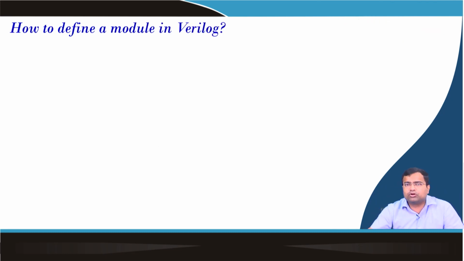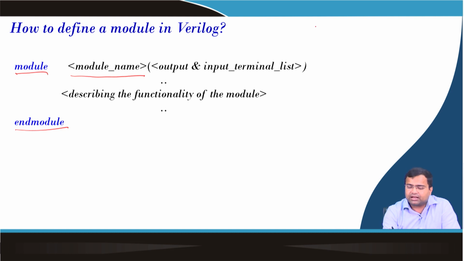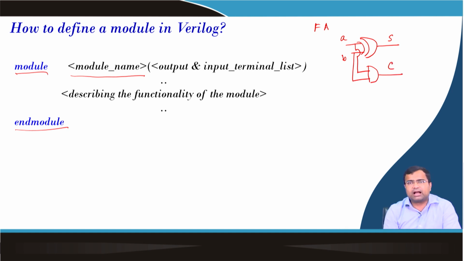So, how to define a module in Verilog? In Verilog, module and endmodule are the keywords that start and end it, then you have to write a module name. Let us say I want to write an AND gate or maybe a half adder circuit. How does the half adder circuit look? You will have an XOR of the two signals A and B, which will be the sum, and you will have an AND of these signals, which will be the carry. This is my half adder circuit.